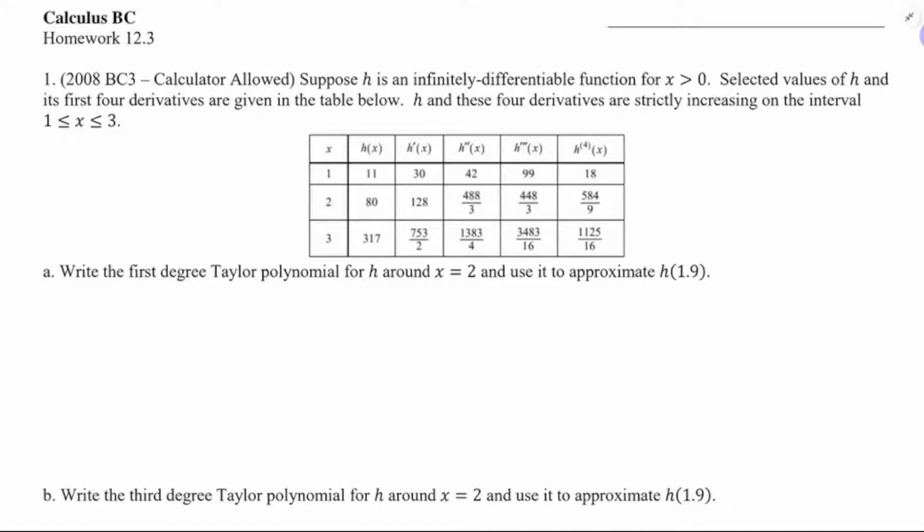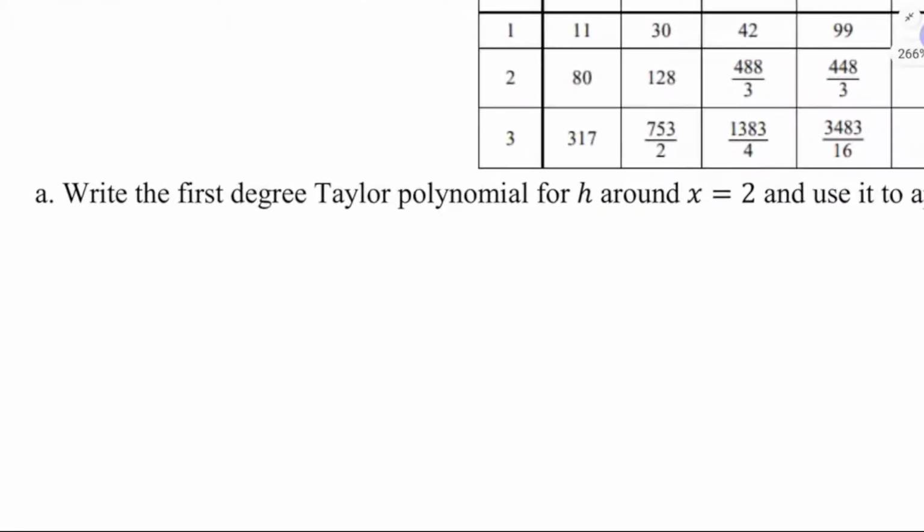In this video, I'm going to be working BC Homework 12.3, and I'm going to be working some Taylor series free response problems that have a Lagrange error bound or some kind of error bound component to them. But we're going to start off with: write the first degree Taylor polynomial for h around x equals 2 and use it to approximate h of 1.9. Oh, first degree, that's really nice.